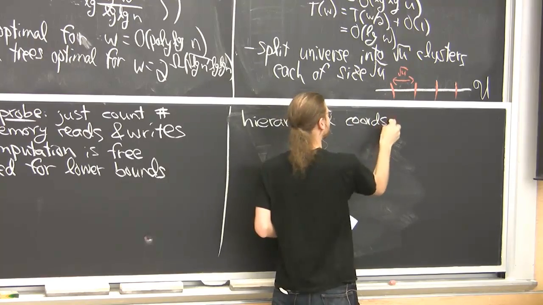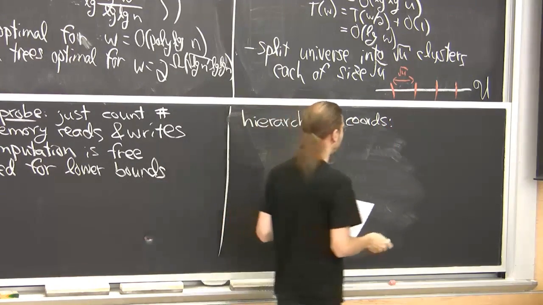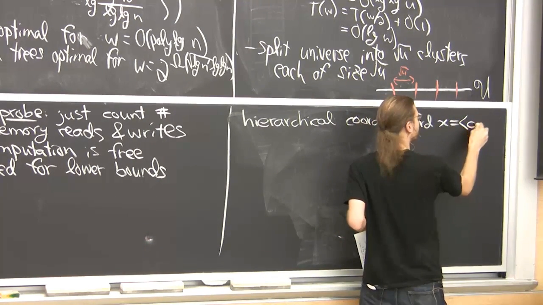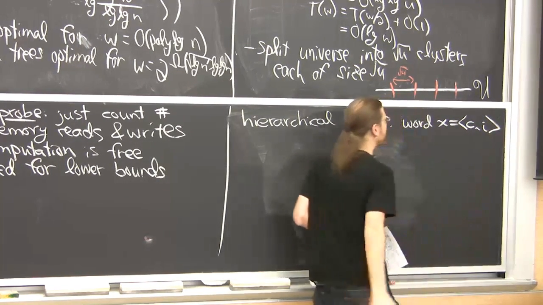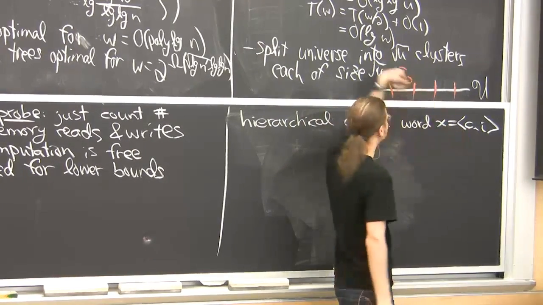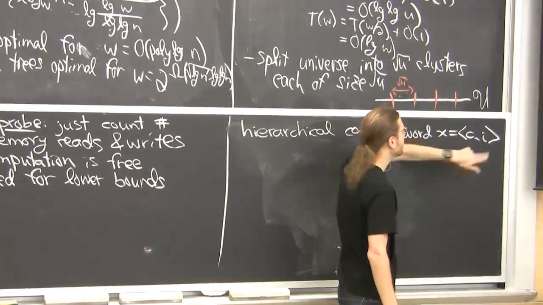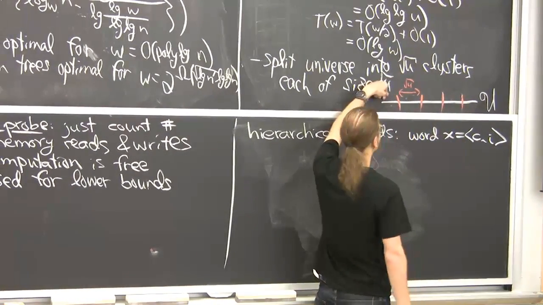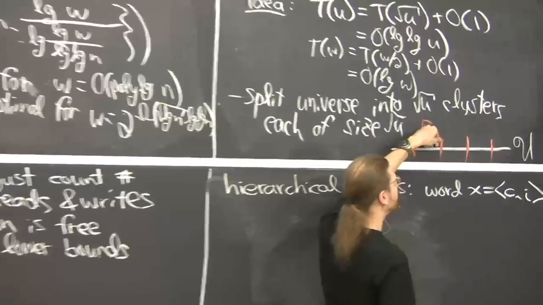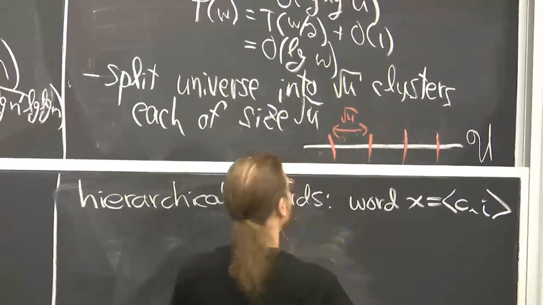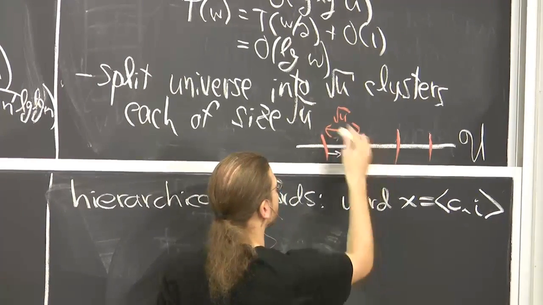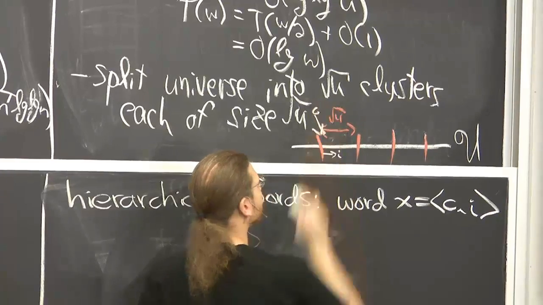This is a new way of phrasing it for me, so I hope you like it. If we have a word x, I want to write it as two coordinates, c and i. I'm going to use angle brackets so it doesn't get too confusing. c is which cluster you're in. So this is cluster 0, cluster 1, cluster 2, cluster 3. i is your index within the cluster. So this is 0, 1, 2, 3, 4, 5 up to root u minus 1 within this cluster, then 0, 1, 2, 3, 4, 5 up to root u minus 1 within this cluster. So those are the i, your index within the cluster, and c is which cluster you are in.